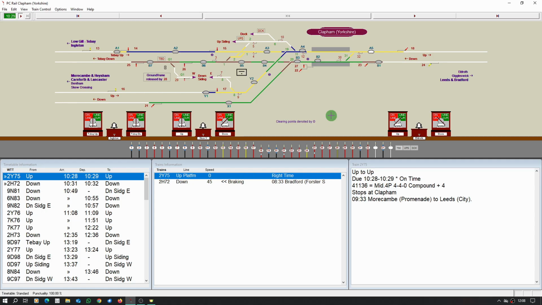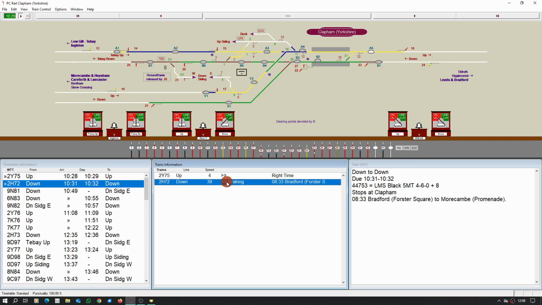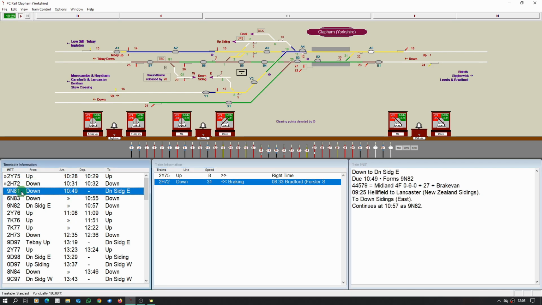So it's not critical. Yeah, it's just set off now, so we'll send entering section for that one. We've got the other one coming in on the down. He's now braking for the station. And we've got this freight on the down right behind this passenger, so we'll probably be waiting for out of section for that.